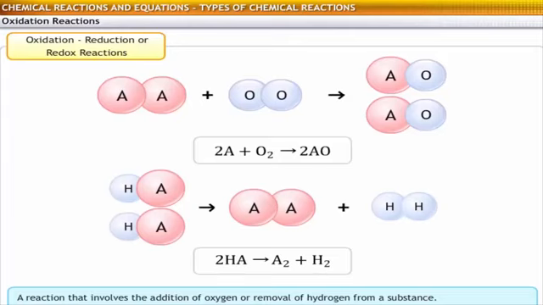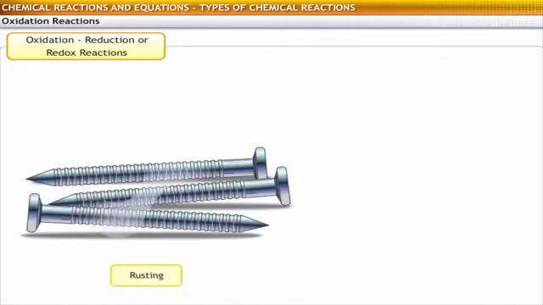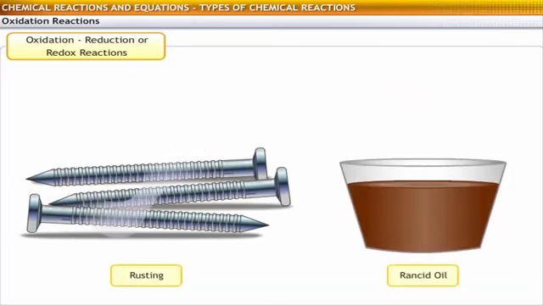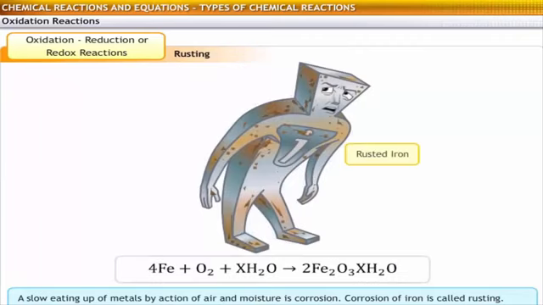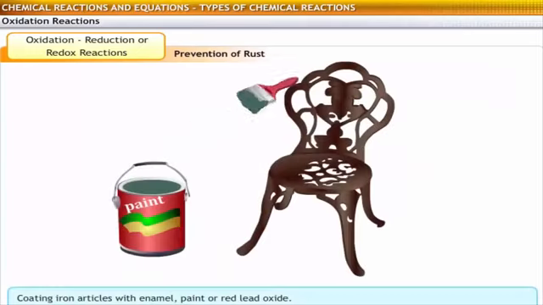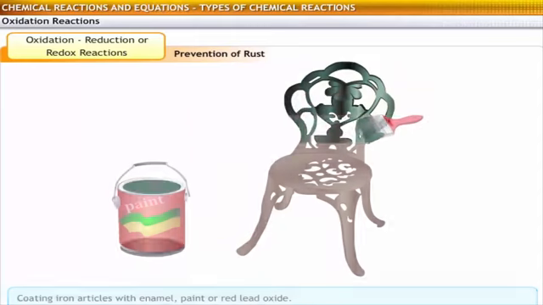Two common examples of oxidation are rusting and rancidity. When an article made of iron is exposed to moist air for a long time, it turns reddish-brown due to rusting. Here, iron is oxidized to form iron oxide. Chemically, rust is known as hydrated ferric oxide. Rusting of an iron article can be prevented by coating the surface with enamel, paint, or red lead oxide.